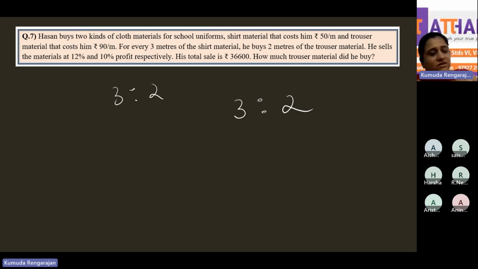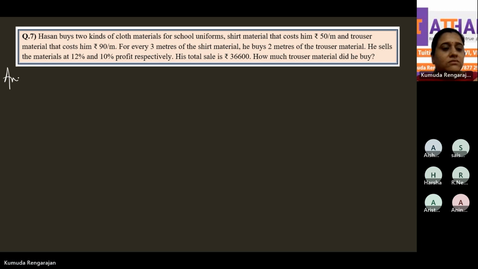Then after spending and buying the material, now the material is in the shop. Now he sells it to the customers. Now the material goes out of the shop and he gets money, right? So that total sales is rupees 36,600. By selling, he earns money, and that money is 36,600. Now we don't know how much trouser material did he buy, how much shirt material did he buy. That's what you have to find. All right? Okay. Just start working along with me. Take down the question also.